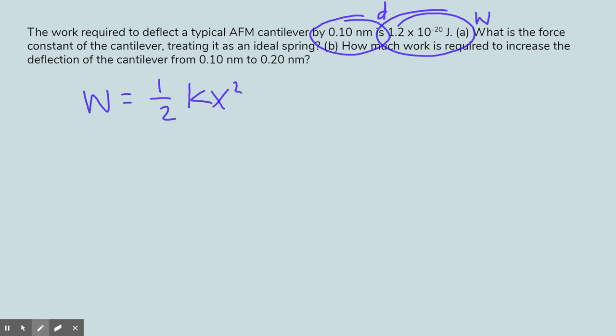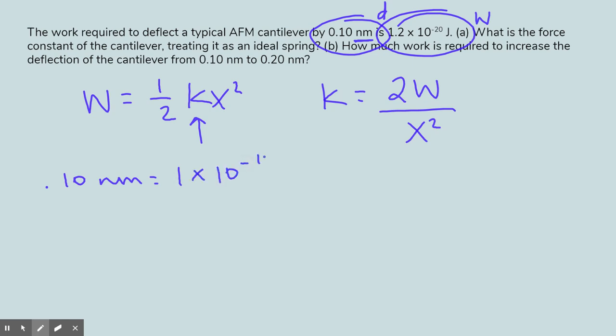We want to rearrange this so that we're solving for k, which is the constant. So k equals 2w over x squared. And then we're going to plug in our information. But before we plug that in, notice here that we have nanometers. We need to convert that to meters. And when you do, you should find that 0.01 nanometers is equal to 1 times 10 to the negative 10 meters. So you're going to plug in all your information.